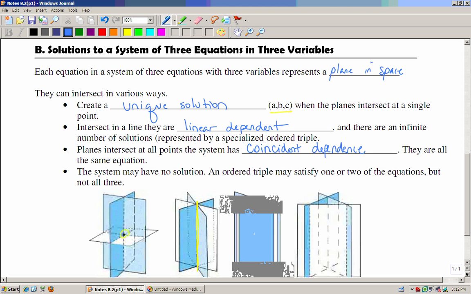And the last one here looks like something that would have no solution, because there's nothing that's common to all three planes or all three equations at the same time. So there would be no solution. It might work for 2 of the equations, but not the third. And that's it.